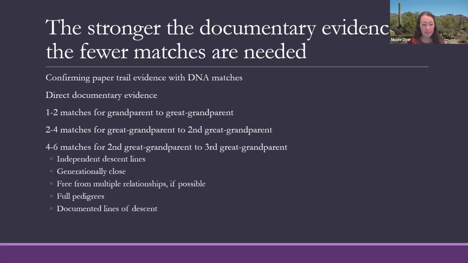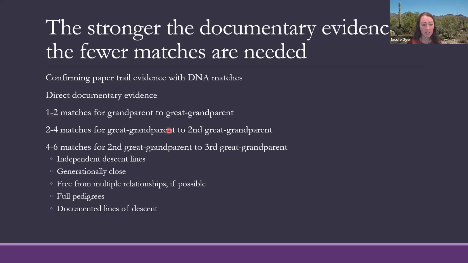So here is an example of a case with strong documentary evidence. And because there was direct evidence for each generation, not that many matches were needed. I was confirming paper trail evidence on my dad's side. In this case, the Elder case, I was using direct documentary evidence for my dad to his father, and then to the grandfather, and then one more generation back. And I used one match between my father and his father because they both tested. So that confirmed that generation.